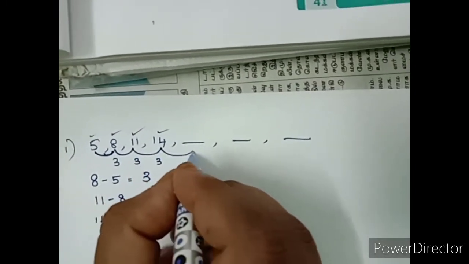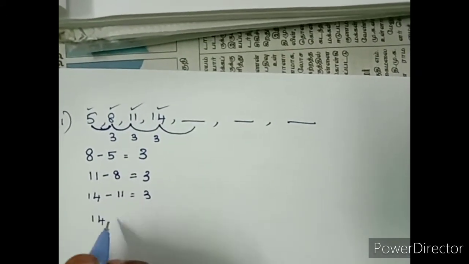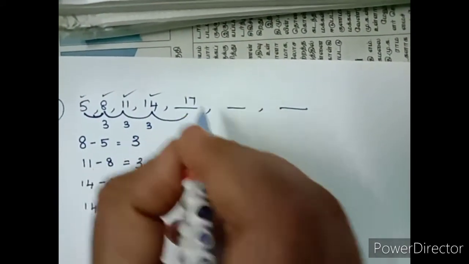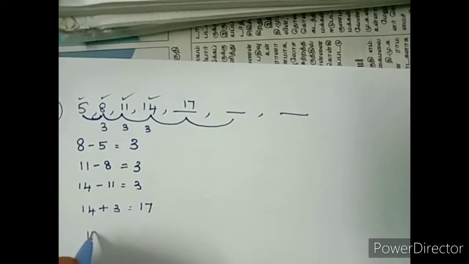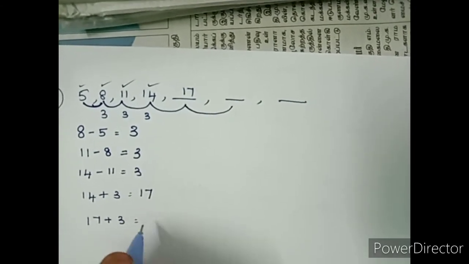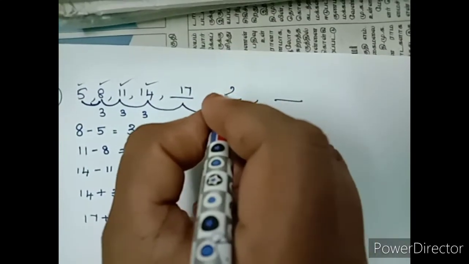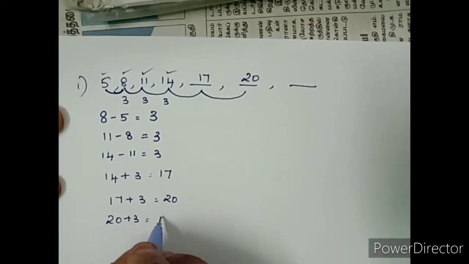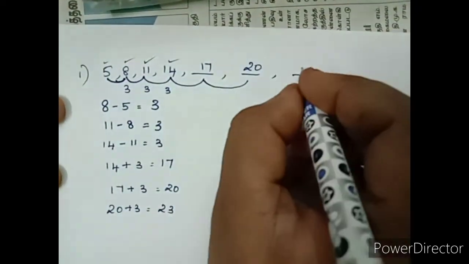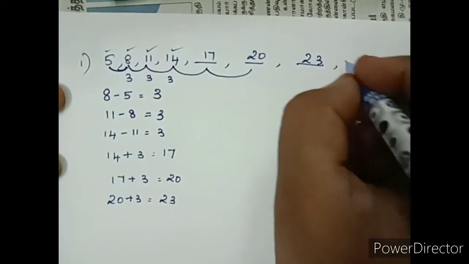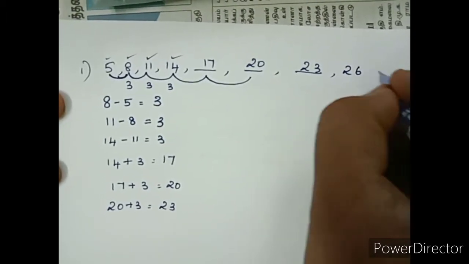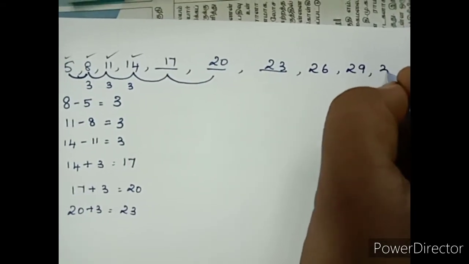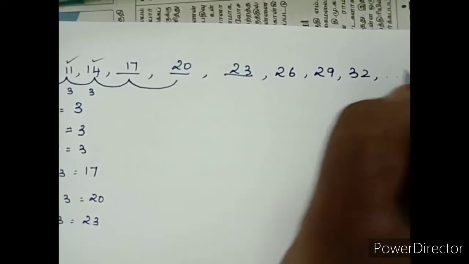So what will be the next number? 14 plus 3. It is 17. The next number, 17 plus 3, is 20. And what is the next one? 20 plus 3 is 23. So what will be the next number? 26. Next 29. Next 32 and so on.